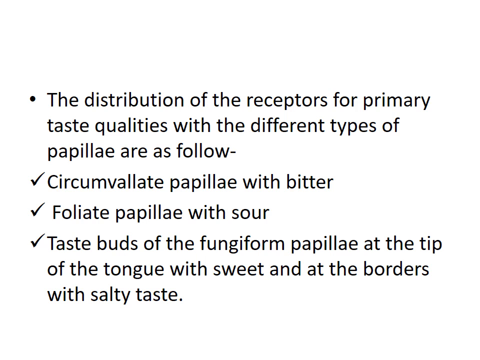The distribution of the receptors for primary taste qualities with the different types of papilla is as follows. Circumvallate papilla are concerned with bitter taste. Foliate papilla are concerned with sour taste. Taste buds of the fungiform papilla at the tip of the tongue are concerned with sweet taste, and at the borders they are concerned with salty taste.